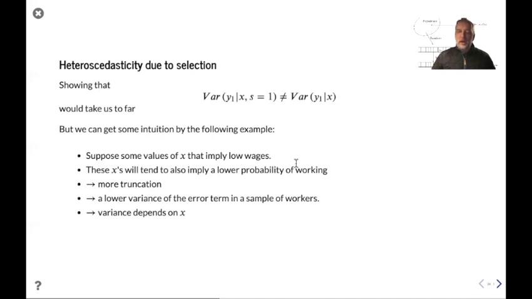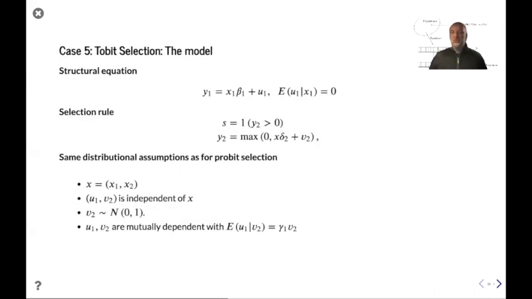Okay, so I hope that made it clear, but that's the best we can do. Now let's move on. New topic, new model. Okay, so we're gonna do that now. That is the Tobit selection model.